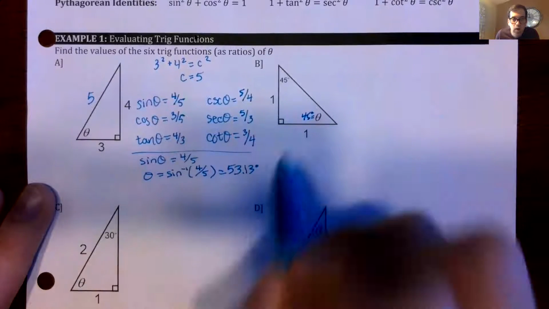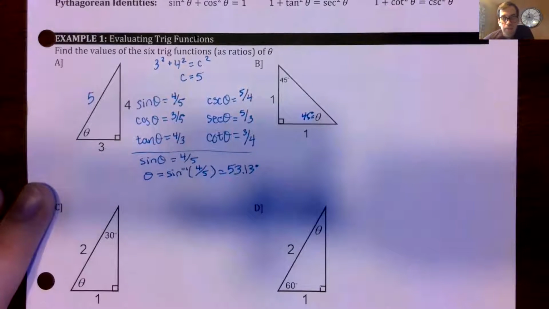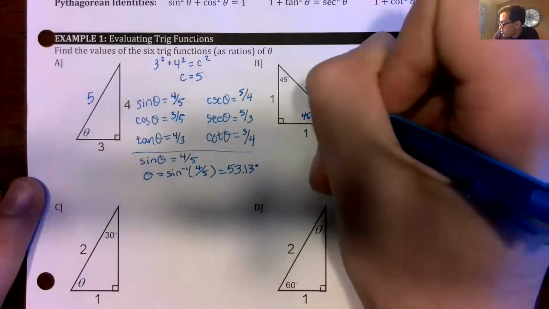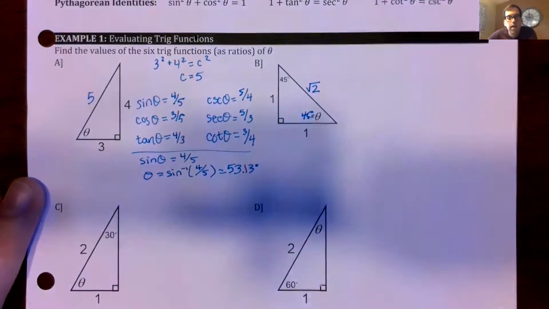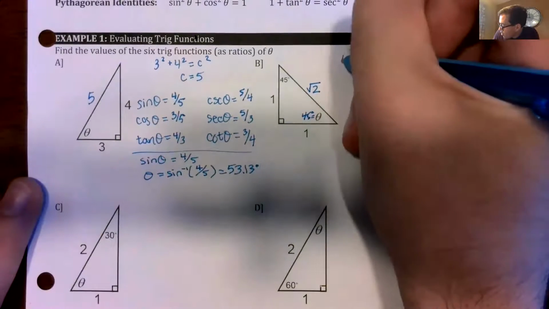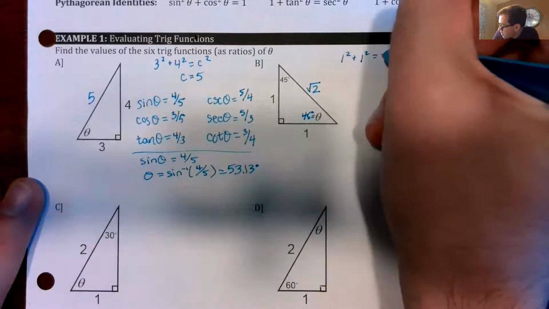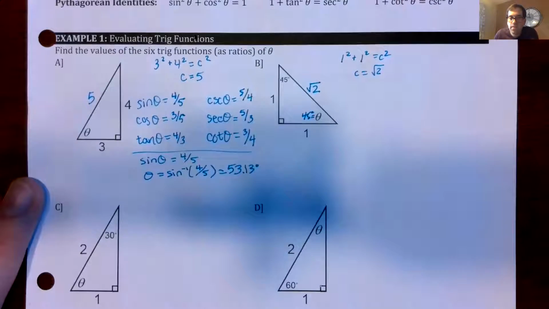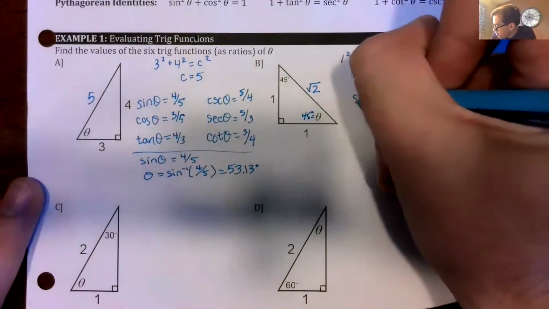So 1 and 1. And if you remember from algebra 2, you might remember that this is a special right triangle and the side lengths are in the ratio 1, 1, radical 2. But if you don't, you can use the Pythagorean theorem. 1 squared plus 1 squared has to equal c squared. So c is going to be the square root of 1 plus 1. And we are ready to write out our ratios.